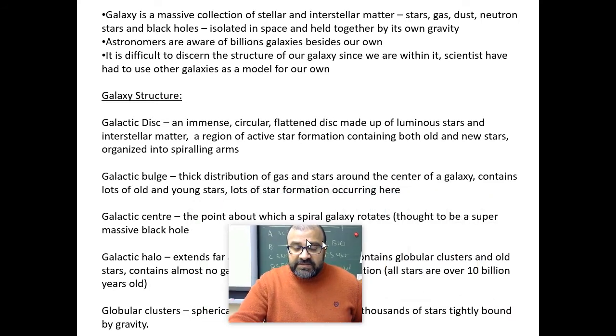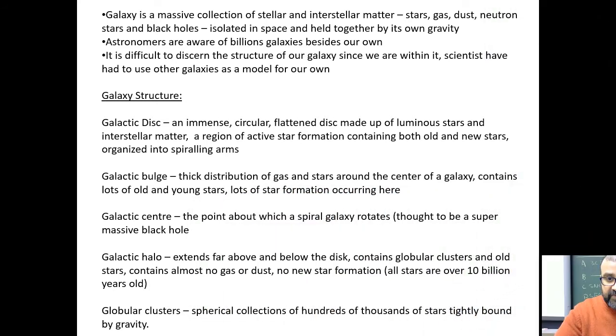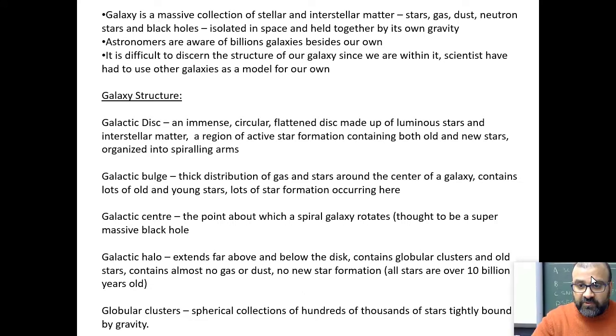So, what is a galaxy? Okay, a galaxy is a massive collection of stellar, meaning stars, and interstellar matter. So, interstellar matter, gas and dust and whatnot. So, a galaxy is a massive collection of stellar and interstellar matter, stars, gas, dust, neutron stars, and black holes. And we'll talk about those. Those are all, or were, stars at one point, right? And they're isolated in space and held by their own gravity.